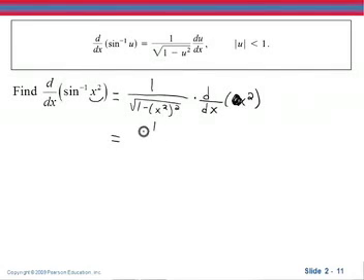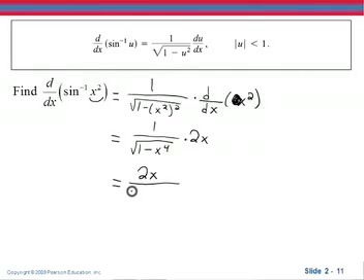That will give us 1 divided by the square root of 1 minus x squared squared, which is x to the 4th. We multiply exponents times the derivative of x squared. We bring the 2 to the front, which is 2x to the 1st, or 2x. So the derivative of the inverse sine of x squared is 2x divided by the square root of 1 minus x to the 4th. So to find the derivative of the inverse sine of u, we apply this formula.